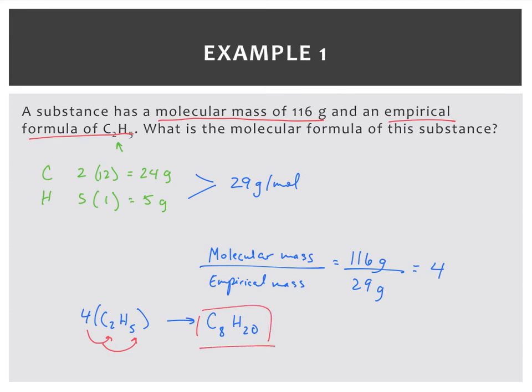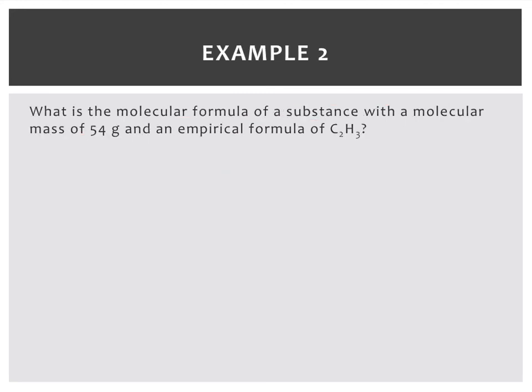Sort of confused? Well, thankfully there's another example we could look at. Let's take a look here. What is the molecular formula of a substance with a molecular mass of that and an empirical formula of that? So first, what is the empirical formula? We have 2 carbons and 3 hydrogens. Multiply this out, 24 plus 3, a total of 27 grams per mole for our empirical mass.